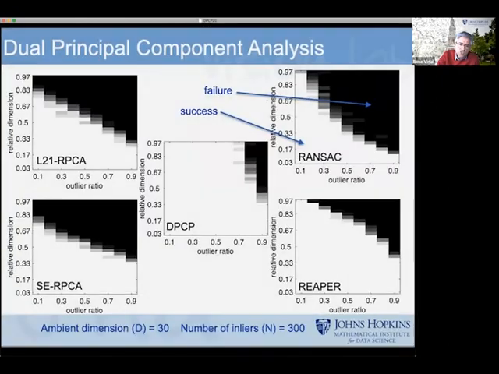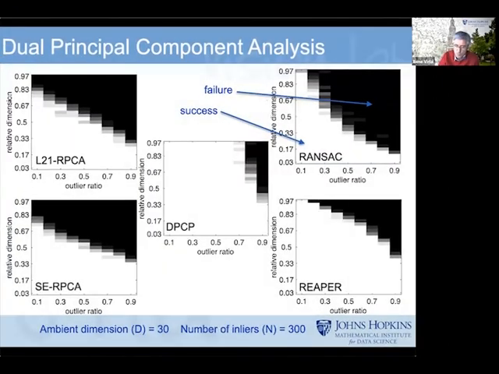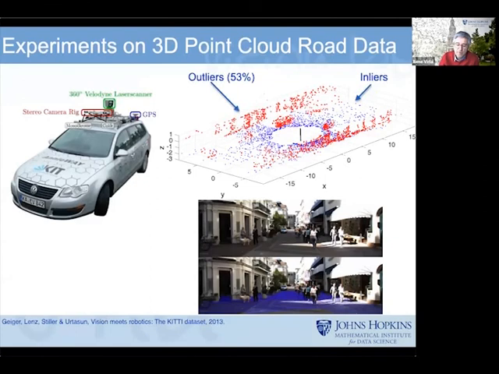So let me briefly show you experiments. These are the same that I showed you before, so I'm not going to repeat them. Let me go to real data. So this is data that is collected with a car, and it's point cloud data. Essentially, you have a car that drives through the streets in Europe. And this is a data set that was published in 2013. And in this particular case, the inliers are going to be all of the blue points that correspond to the ground plane.